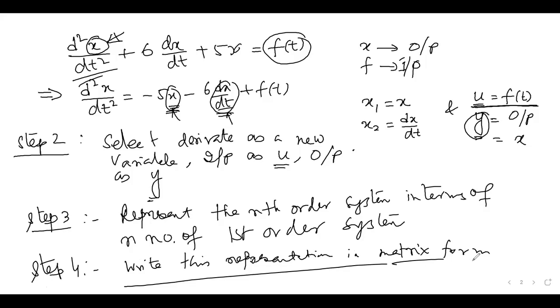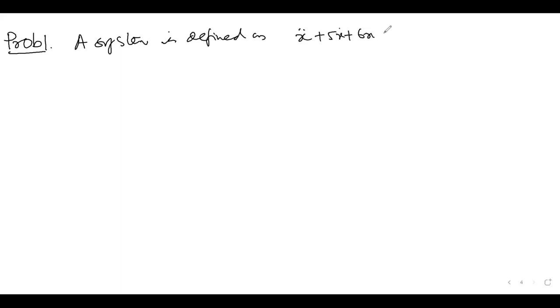Is it clear? It may seem very difficult, but when I show an example you will understand that it is nothing, child's play. Let us say we are doing problem 1. A system is defined as x double dot plus 5x dot plus 6x is equal to f(t). Write the system in state variable form.